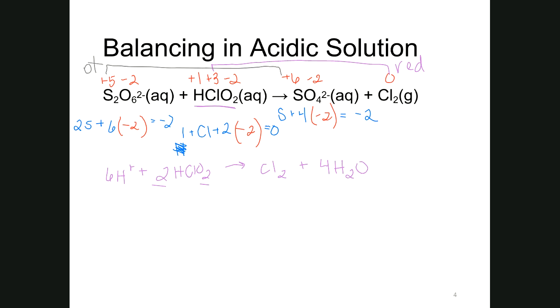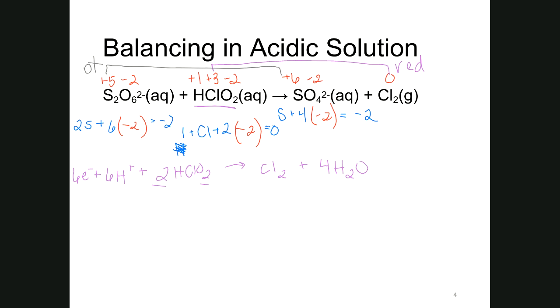+6 on the left, 0 on the right. That means that in order to turn +6 into 0, we need to add 6 electrons. And so again, for reduction, we're always going to add our electrons to the left side. So +6 electrons. Now, everything should be balanced for our reduction half reaction.